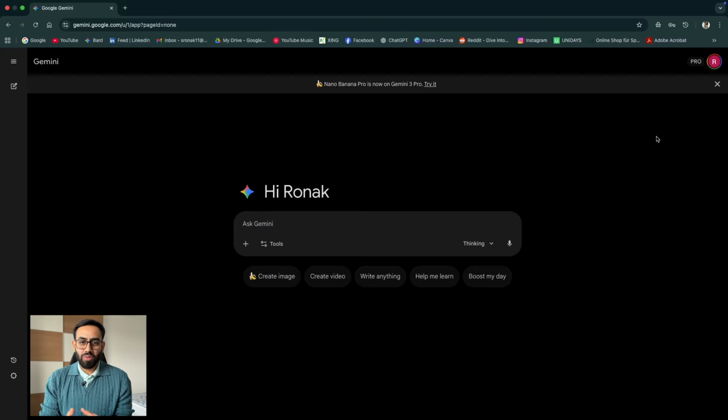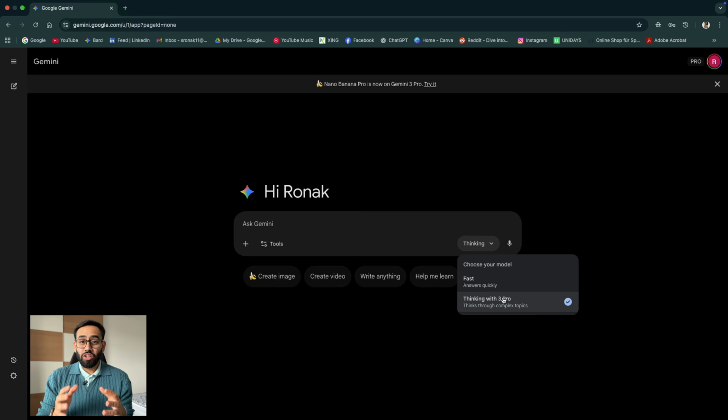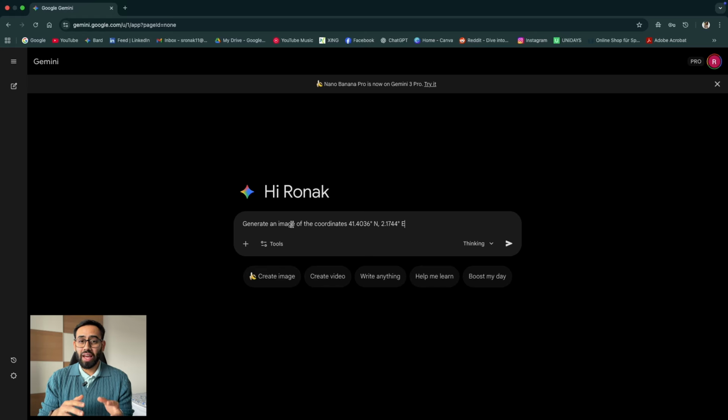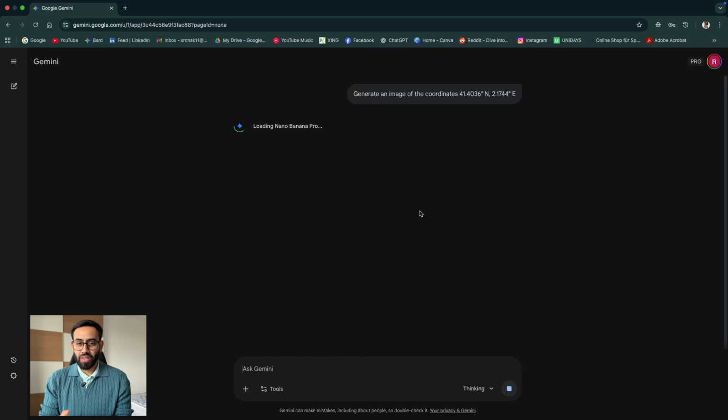NanoBananaPro is accessible through the Gemini website, and it is available to all users, be it free or the Pro subscribers. You can see with the drop-down menu that it has picked up this thinking or the Gemini 3 Pro model. Let us start with asking the model to generate an image based on certain coordinates. When you put that, you can see the thinking as well. So it has understood that we're talking about certain coordinates.